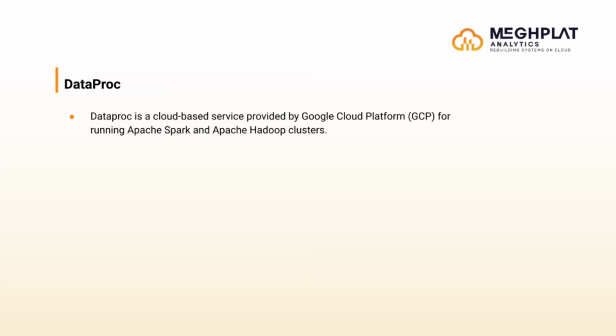Okay, so now we'll talk about Dataproc and how it is used in GCP, or Google Cloud Platform, for running different applications or different tools, right? So, what is Dataproc? Dataproc is a cloud-based service provided by GCP for running Apache Spark and Apache Hadoop clusters. It is a fully managed and highly scalable platform designed for processing and analyzing large datasets or big data using popular open source big data frameworks, right?